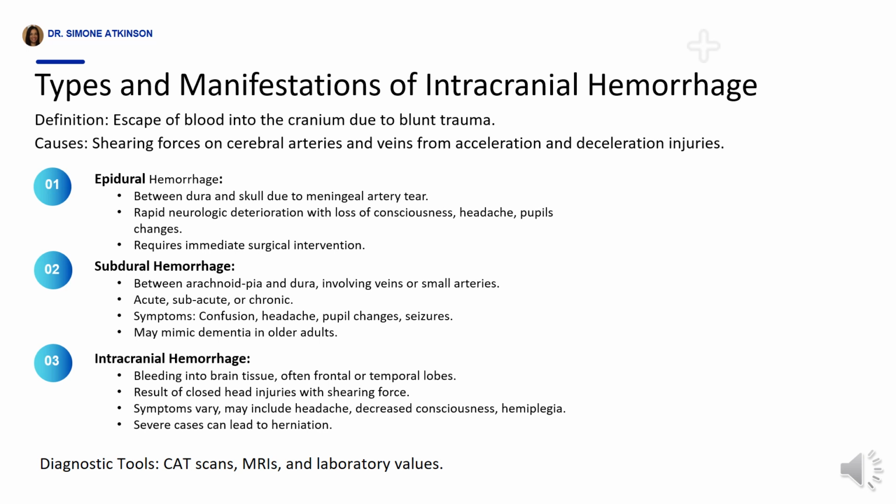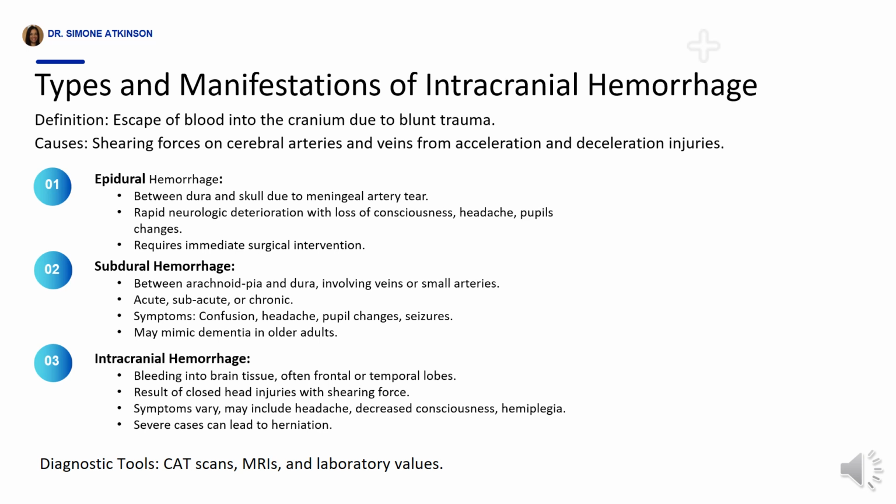Now, for subdural hematoma, remember that it forms between the two layers of meninges, the arachnoid and the dura, and it usually involves veins, but may also affect small arteries. So as blood accumulates, pressure is applied to the underlying brain tissue. Subdural hematomas can either be acute, developing within 48 hours after an injury, subacute, appearing 2 days to 3 weeks after a lesser injury, or chronic, developing 3 weeks to months after a minor injury or spontaneously.